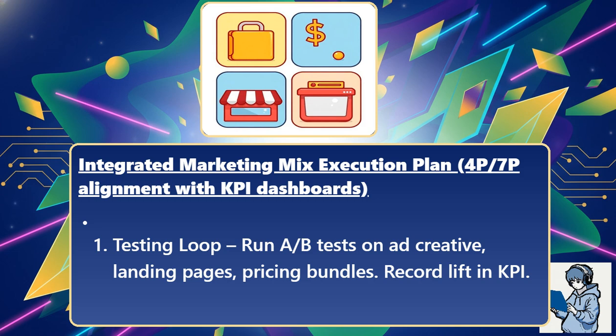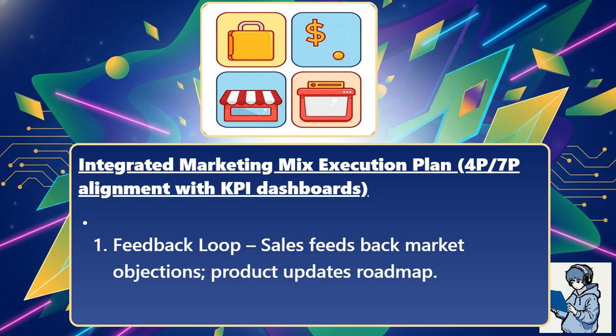5. Testing loop: run A/B tests on ad creative, landing pages, and pricing bundles. Record lift in KPI. 6. Feedback loop: sales feeds back market objections, which update the product roadmap.